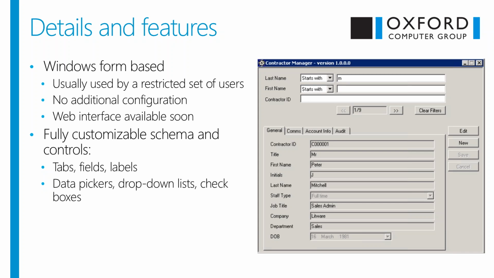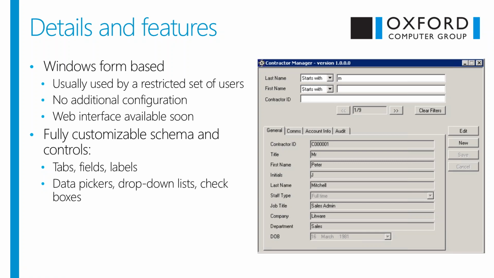What does that mean? It means that the attributes that you see on the form here, you can change. You can have a number of different tabs. You'll see that there's a general tab and a comms tab, account info, and audit tab. You can have as many tabs as you like, call them what you like. You can have as many fields as you like on each tab. You can call them what you like, and they, of course, correspond to underlying attributes which are being stored in the database.